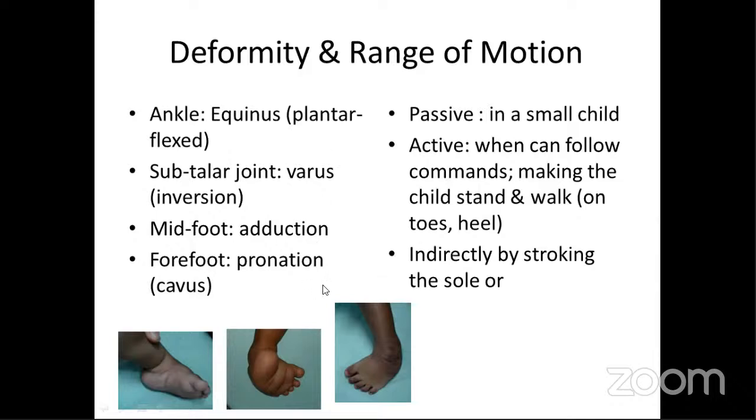So all these deformities are present, and that is why correction is not fully there, and that is why it is called idiopathic club foot. Now, it makes sense over here that when the child is in walking age, you can see the movements while making the child walk, and while making the child stand on toes as well as on heels, right?